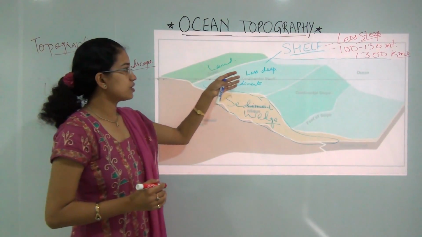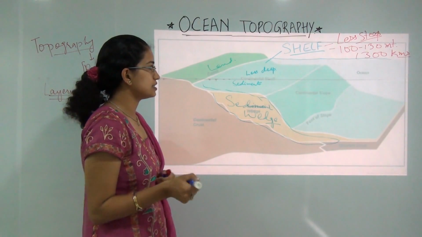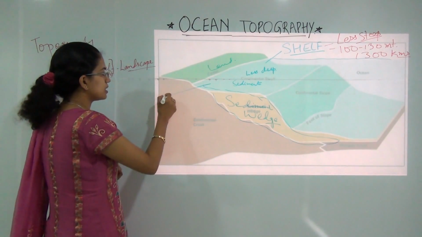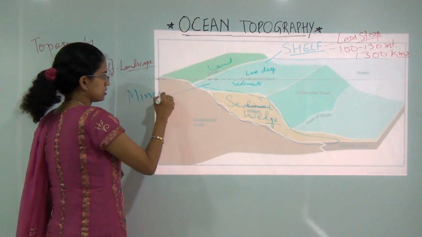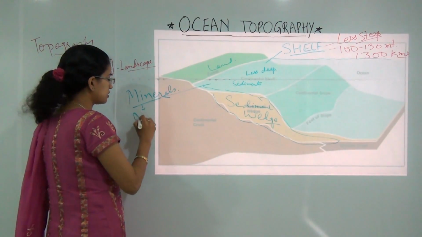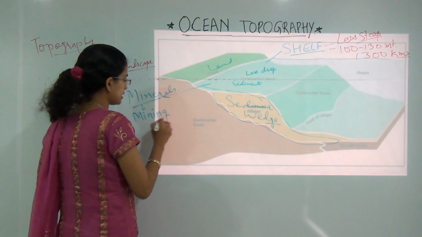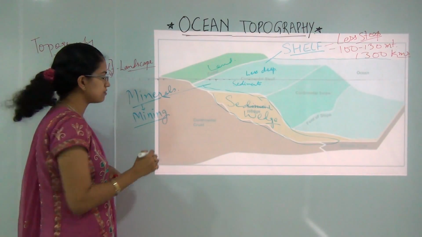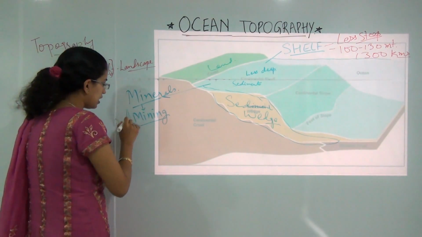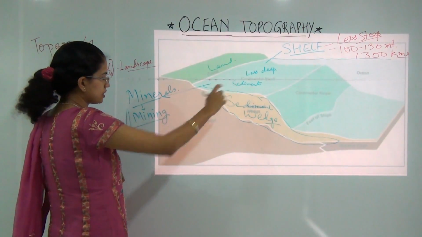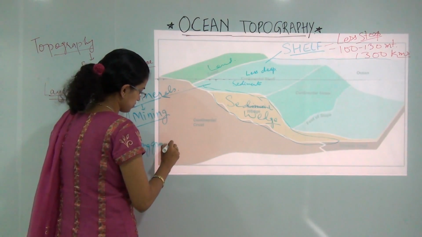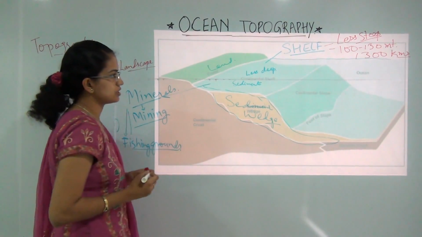These regions have a lot of sediments coming in. As a result, I said these are less steep, but they are also rich in minerals, and as a result, they are good mining grounds. So you have a lot of minerals and mining activities in the continental shelf. You have oil drilling platforms in this region, and finally, you also have fishing grounds. A lot of fish are found in this region.